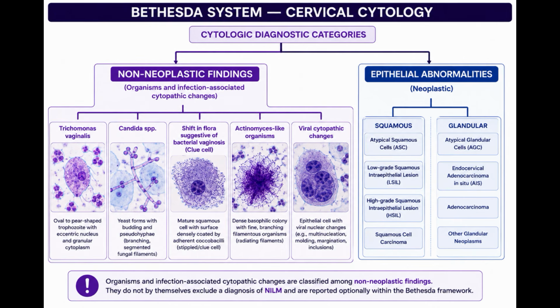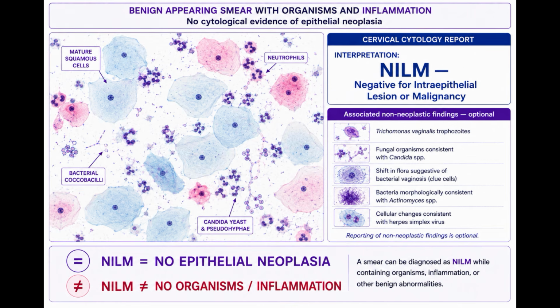Bethesda framework. Within the Bethesda system, organisms and infection-associated cytopathic changes are classified among the non-neoplastic findings that may be encountered in cervical cytology. Their presence does not by itself exclude a diagnosis of negative for intraepithelial lesion or malignancy, or NILM. NILM specifically means that there is no cytological evidence of an epithelial neoplasm. It does not mean that the smear is completely free of organisms, inflammation, or other benign abnormalities. Reporting these associated non-neoplastic findings is optional within the Bethesda framework.